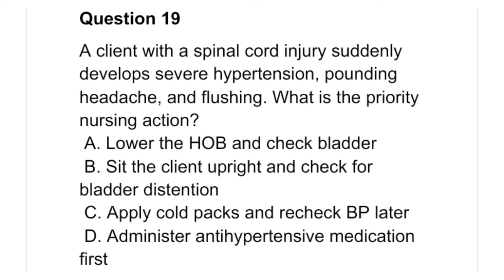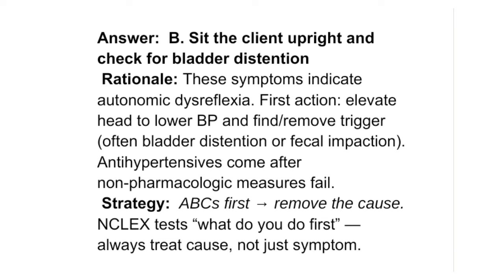Question 19. A client with a spinal cord injury suddenly develops severe hypertension, pounding headache, and flushing. What is the priority nursing action? A. Lower the HOB and check bladder. B. Sit the client upright and check for bladder distension. C. Apply cold packs and recheck BP later. D. Administer antihypertensive medication first. Answer, B. Sit the client upright and check for bladder distension.